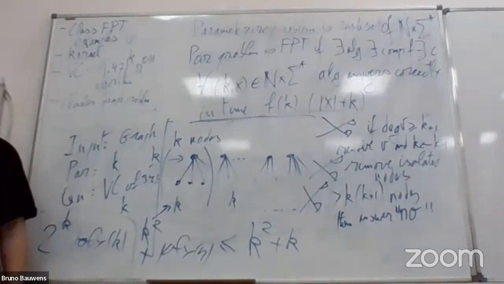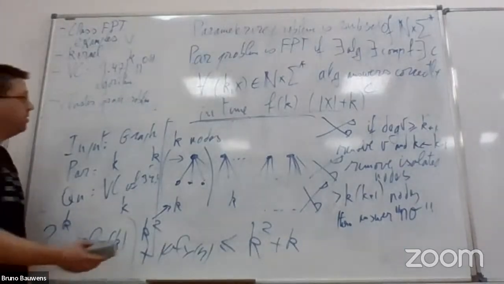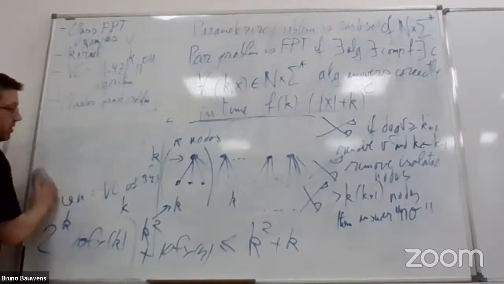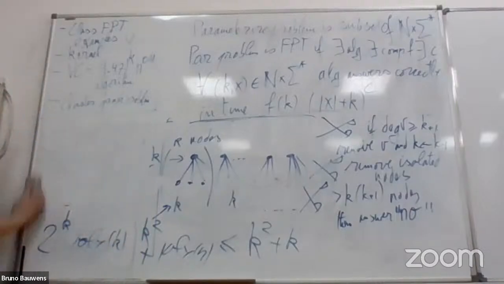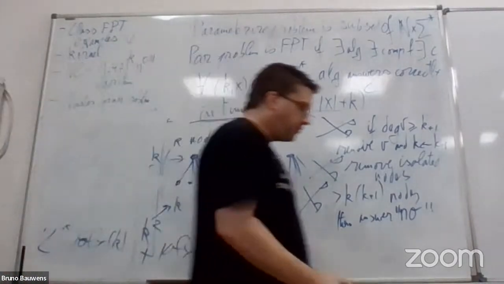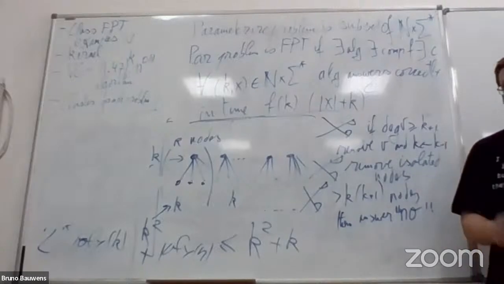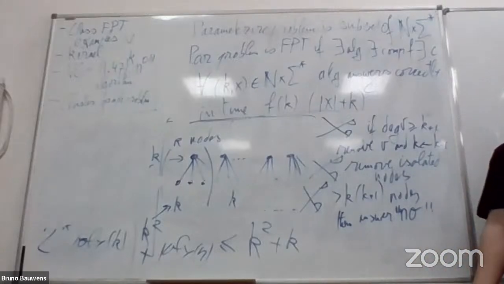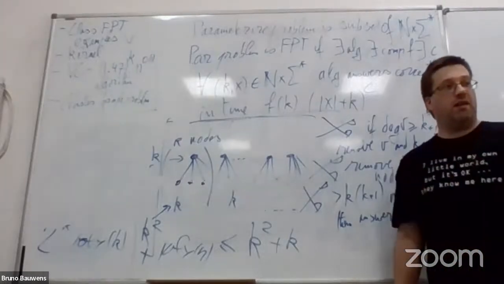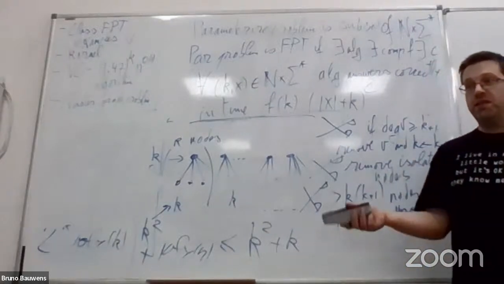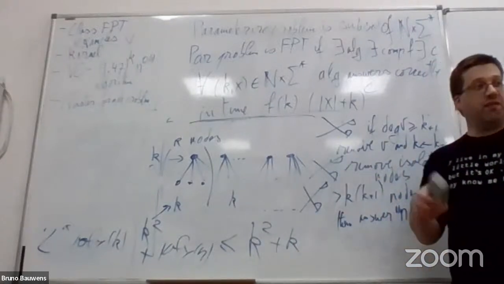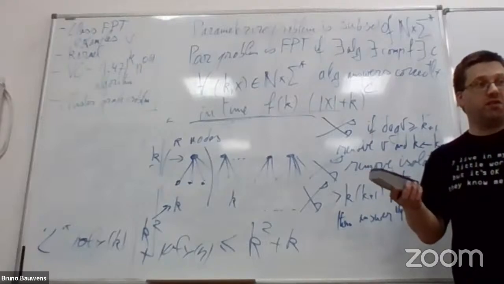And so what is the general definition of a kernel? A kernel is a polynomial time algorithm that satisfies two additional conditions. First, it should produce an equivalent instance. And second, the size of the produced instance can only be a function of k. So it's bounded by a function of k.